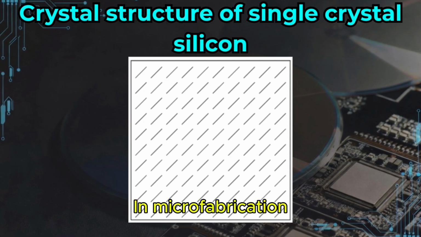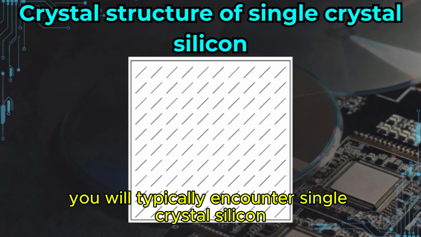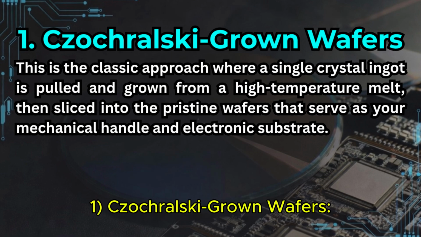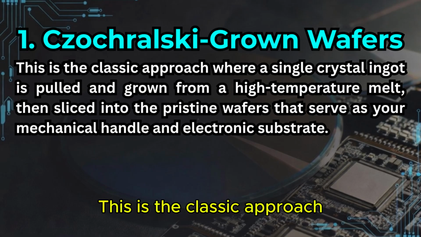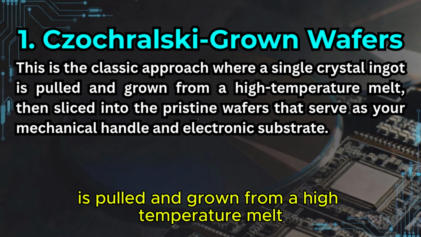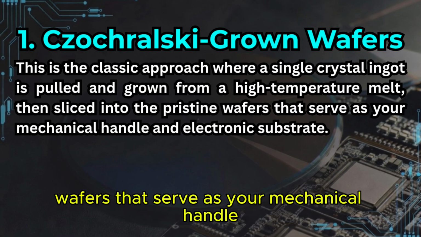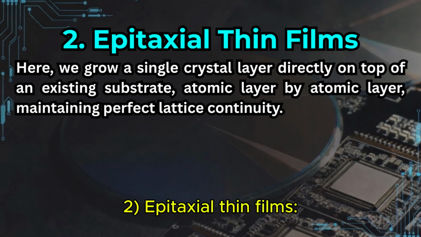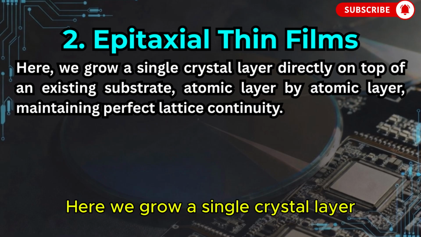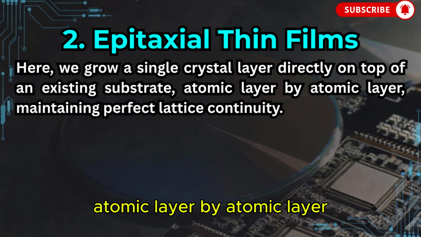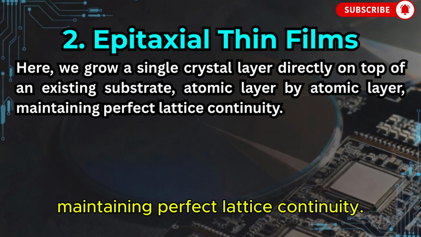In microfabrication, you will typically encounter single crystal silicon in three primary scenarios. 1. Czochralski grown wafers. This is the classic approach, where a single crystal ingot is pulled and grown from a high-temperature melt, then sliced into the pristine wafers that serve as your mechanical handle and electronic substrate. 2. Epitaxial thin films. Here, we grow a single crystal layer directly on top of an existing substrate, atomic layer by atomic layer, maintaining perfect lattice continuity.